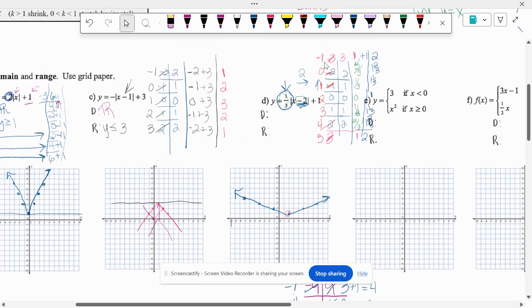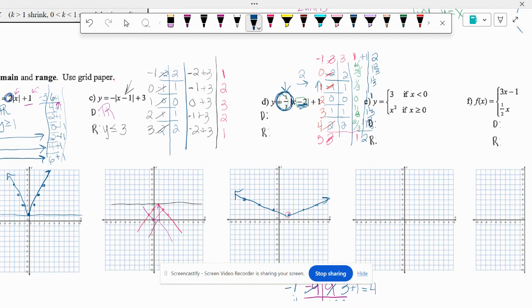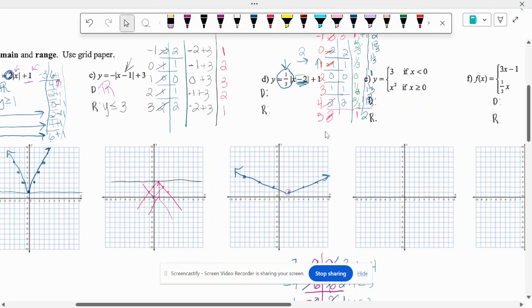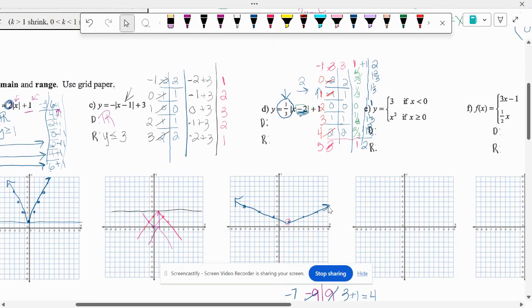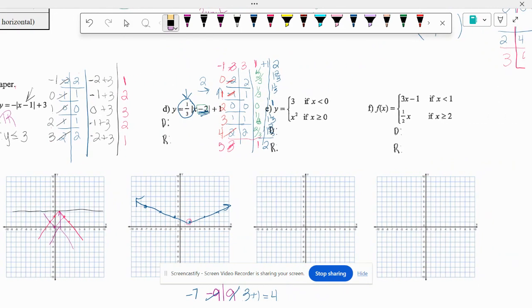So I should have done that originally. If you have a multiplier of a fraction out front, go ahead and make sure you choose numbers that are multiples of that or divisible by that, okay? All right, so let's look at these E and F. Oh, hang on a second. Sorry, I forgot about the domain, all real numbers. Range, the smallest number here is positive 1. So y is greater than or equal to 1.